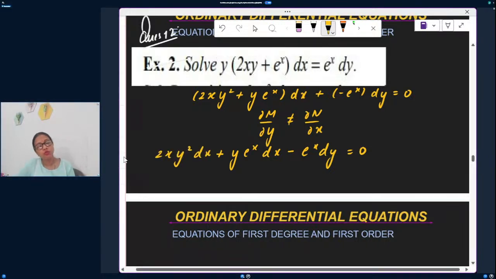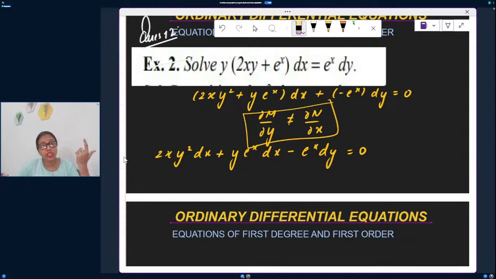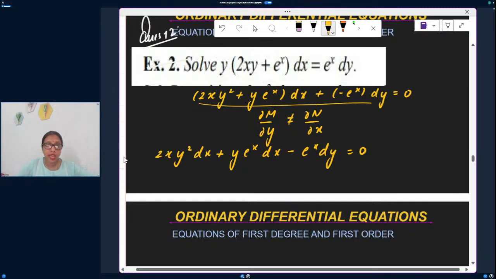But what we are trying to do here is apply the original definition of the exact differential equation. This was not the original definition. What was the definition? If this is exact, then I can write it as d of some function. Now I have to think about that function.